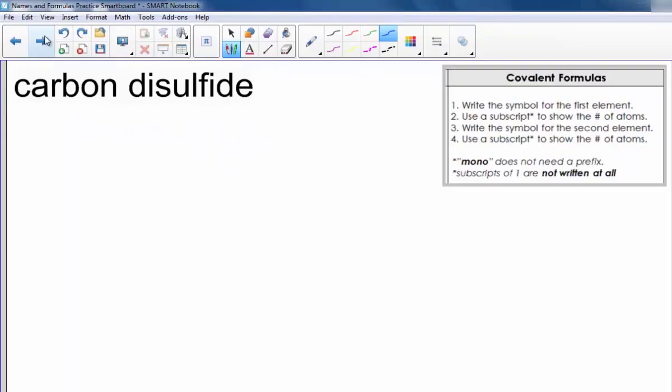For the next one, we've got carbon. Carbon doesn't have a prefix, and so we're not going to put a 1 for a subscript for that. For the last part, we have sulfide, but that means on the periodic table, we'd be looking for sulfur, and that's capital S. The prefix of di, that means 2, and so the formula for this would be CS2. And so we're all done right here. Let's go ahead and move on.